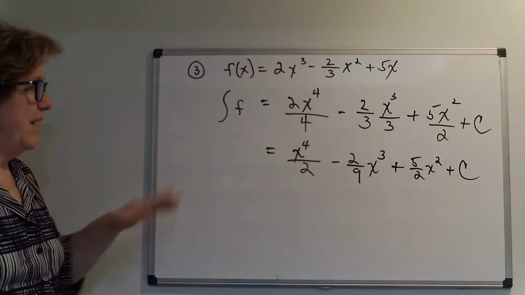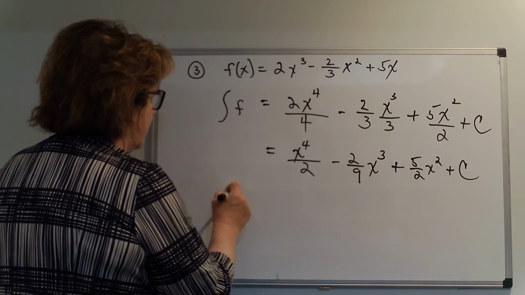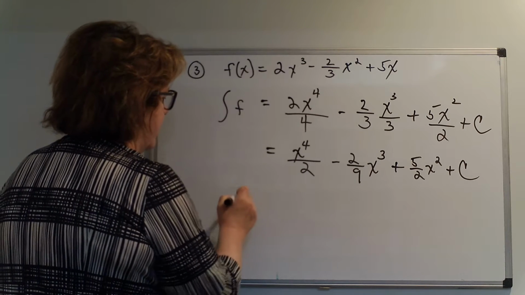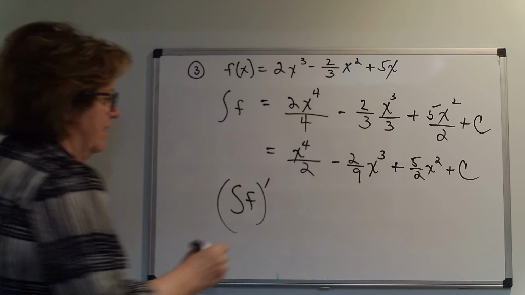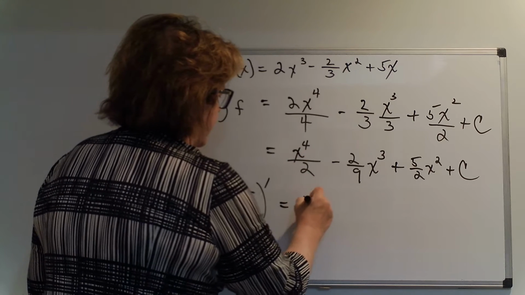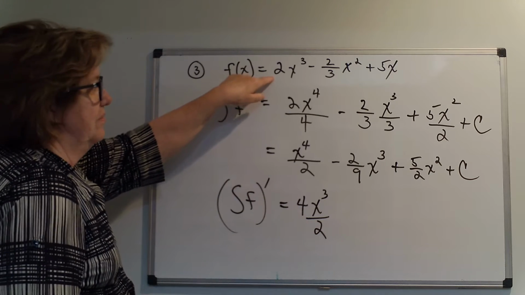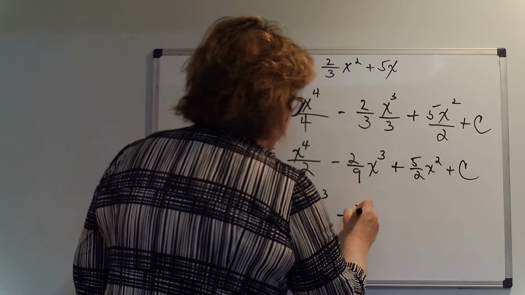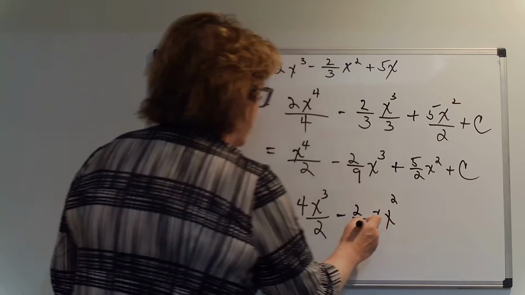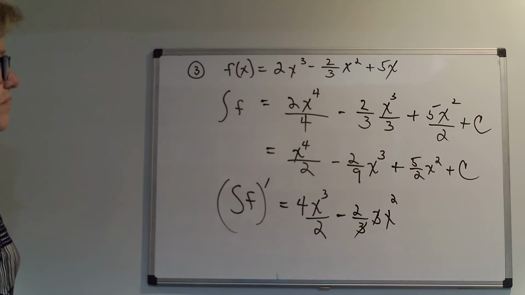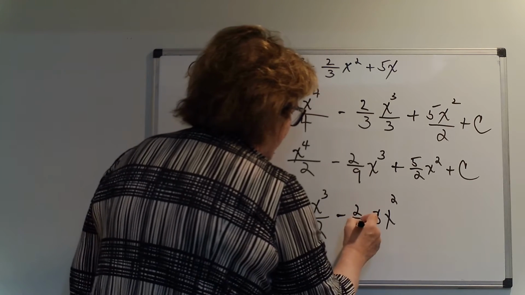Let's see. If I take the derivative of that, will I get the original? If I take the derivative of this, we would have 4 times x cubed over 2. That simplifies to 2x cubed, minus 2/9 times 3 times x squared. And the 3's would cancel and we'd get minus 2x squared. Oh sorry, I put a 2/3 instead of a 2/9.